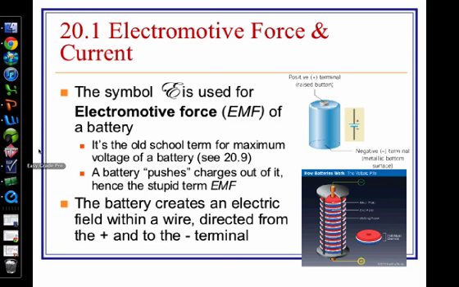The voltage of the battery is what's providing that energy per charge. So when you see a 9-volt battery, it's providing 9 joules for every coulomb of charge that it gets. 9 volts is 9 joules per coulomb. So it's an energy per charge rating.